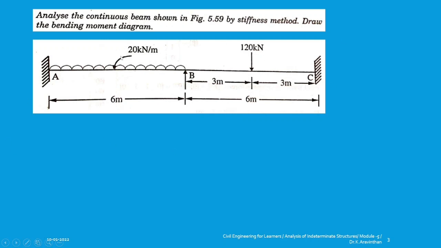You have a uniformly distributed load at one span, and between B and C you have a point load which is 120 kilonewton, and the distance between this point load and the support B is 3 meter, and same here. So the total span of AB is 6 meter and total span of B to C is 6 meter. Okay. So this is the case. You have to find the bending moment, by using stiffness method.